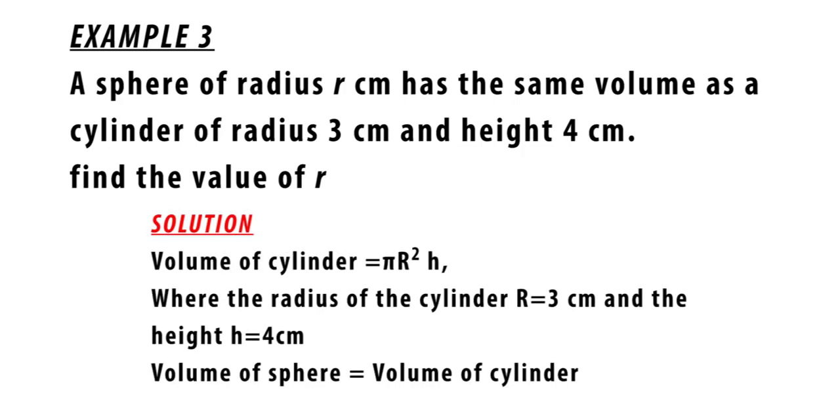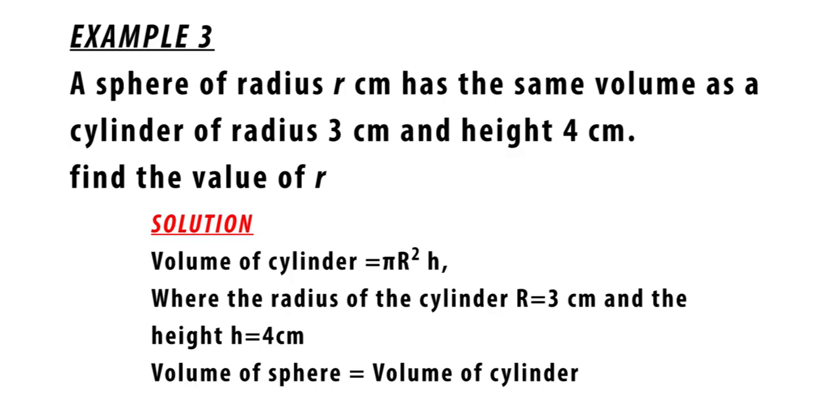What do we have? We have the volume of the cylinder. We know the formula to be pi R squared h, where the radius of the cylinder is R. Here we mean capital R, and that is 3 centimeters, and the height h is 4 centimeters. The volume of a sphere is 4/3 pi r cubed, and the volume of a cylinder is pi R squared h. Because they are equal, we need to equate the two. So you have 4/3 pi r cubed equals pi R squared h.